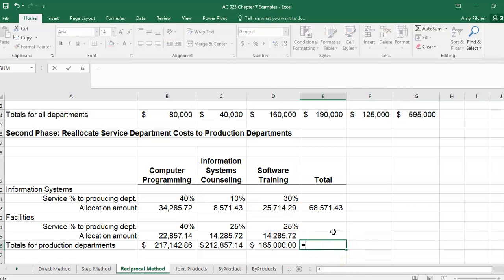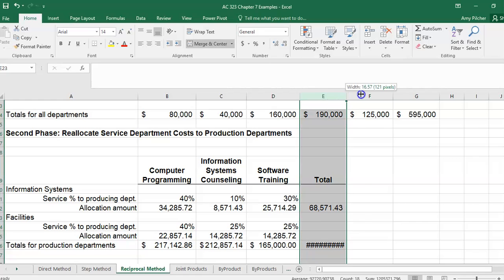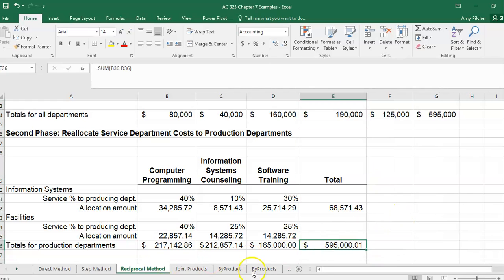If we add up these three amounts, it should equal $595,000. So we have allocated all of our indirect costs to our production departments.